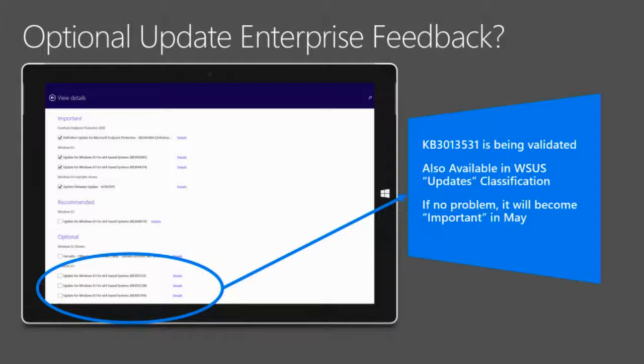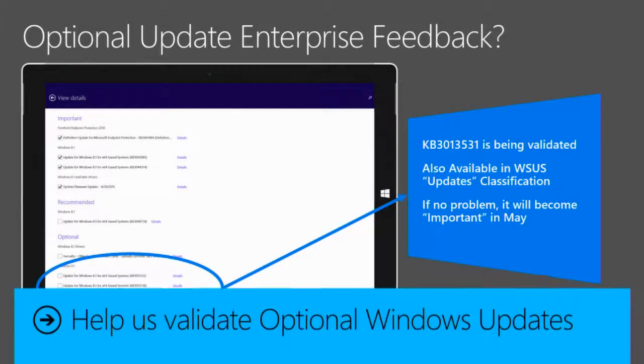But conceptually, the screenshot I have here is from the UI. You can do this yourself on your own device today if you'd like. Go look in WU, scan Windows Update, and you'll see a list of optional updates that are, if everything goes well, going to be promoted to recommended next month. So help us validate those optional Windows Updates while they're optional.